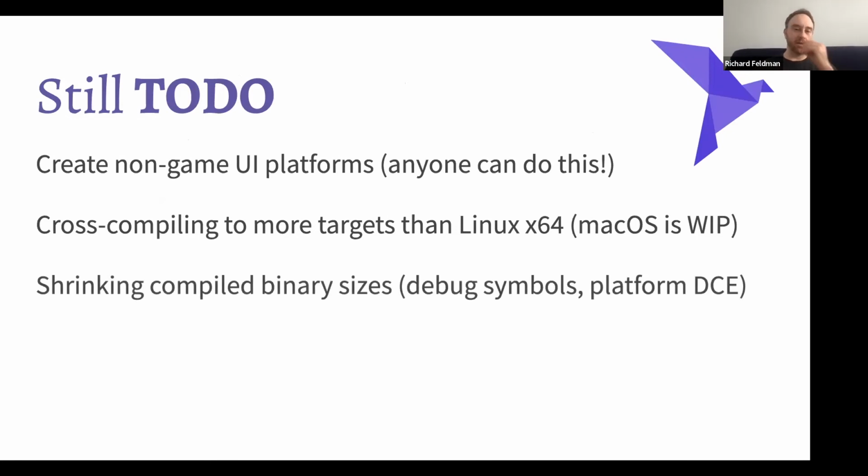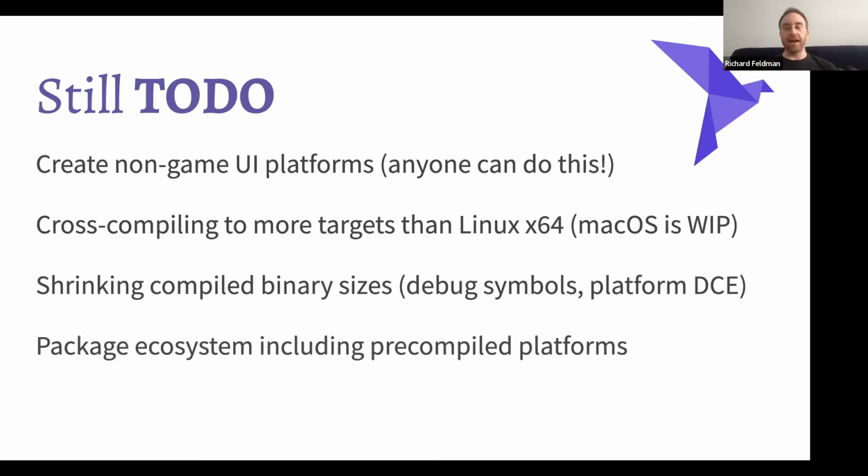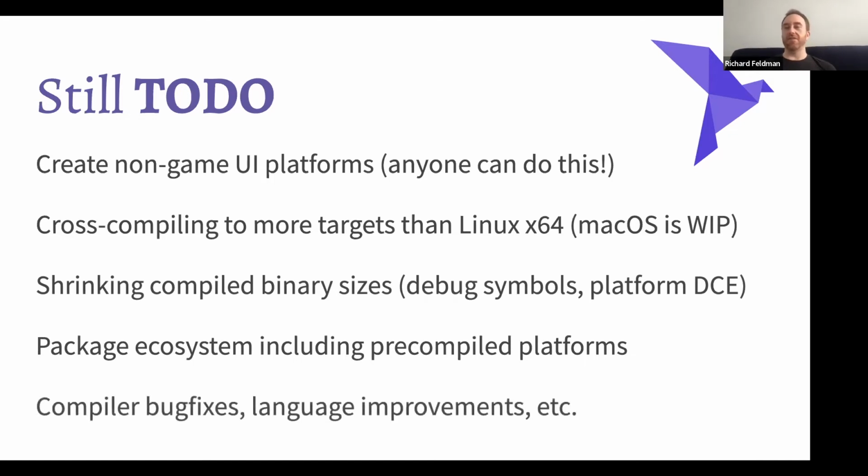We have some ideas on how to shrink those compiled binary sizes. Like I said, a lot of what comes out of those compiled binary sizes has to do with the platform, but we can do more to strip out unnecessary platform code, even though we've got the precompiled binaries. We know ways to do that, but we haven't done it yet. Package ecosystem definitely requires having a package manager, which we don't yet. And then finally, just a whole bunch of compiler bug fixes, improvements to the language and stuff. Like I said, not ready for production use yet, but we're working on it.